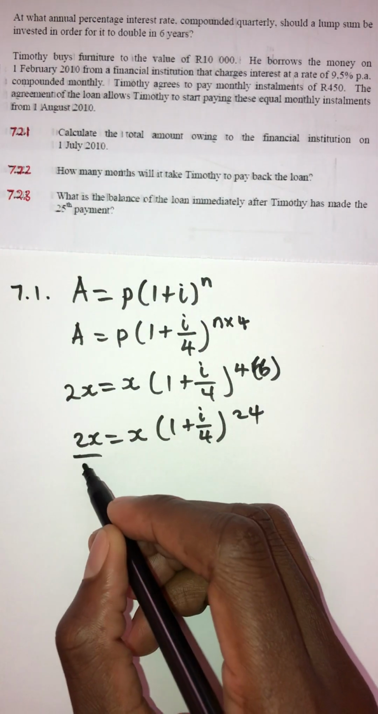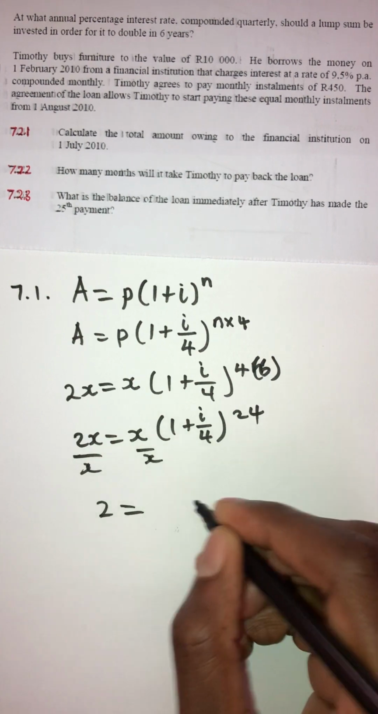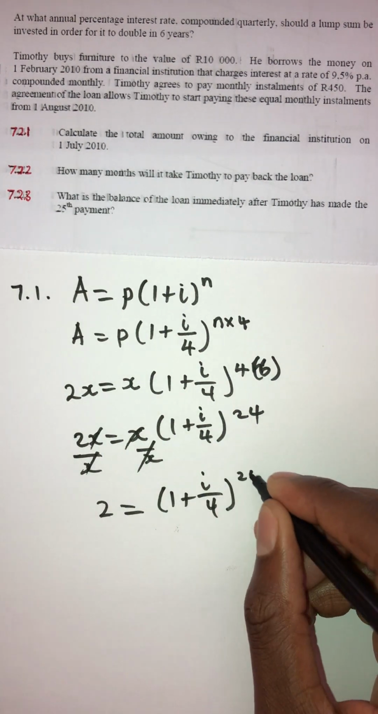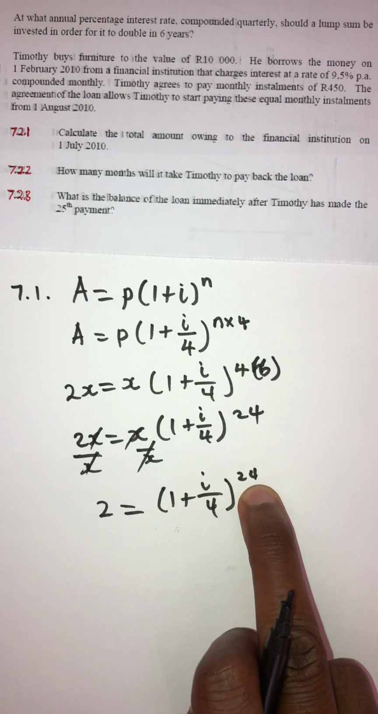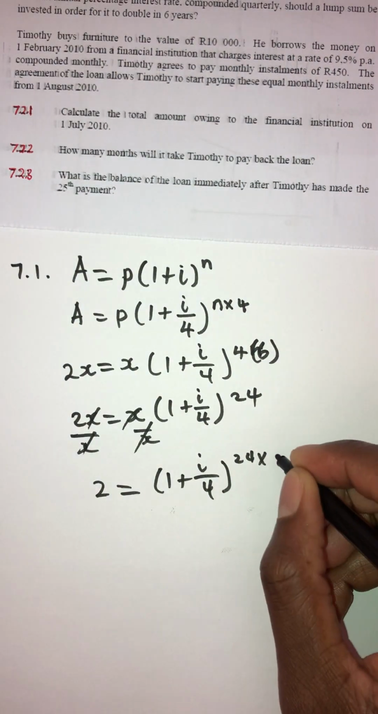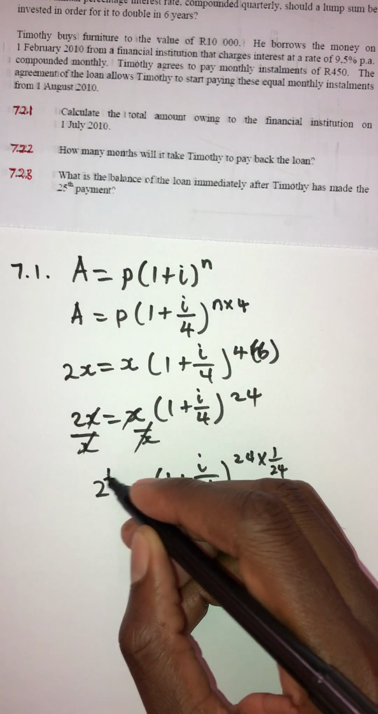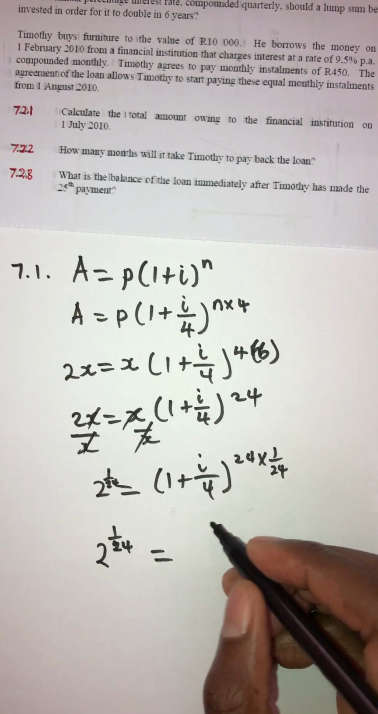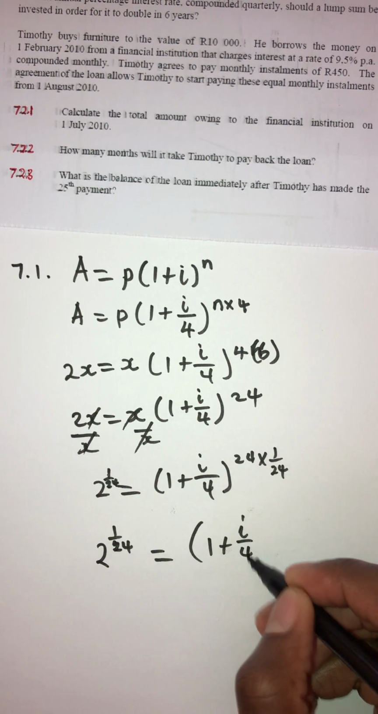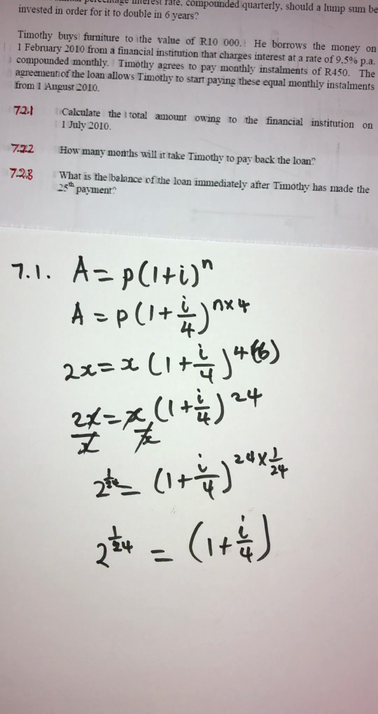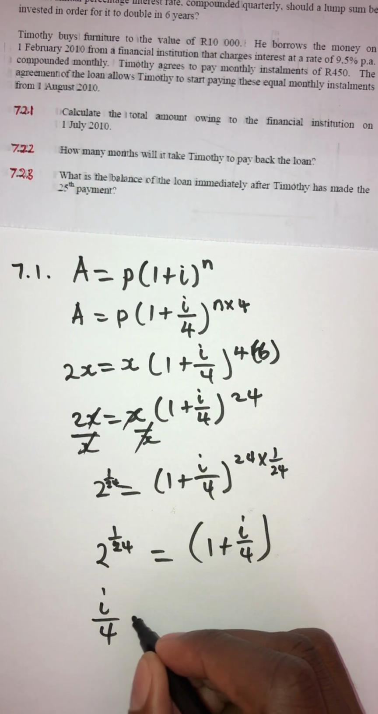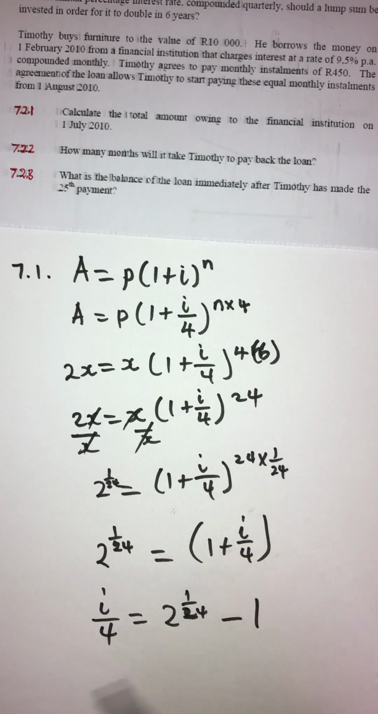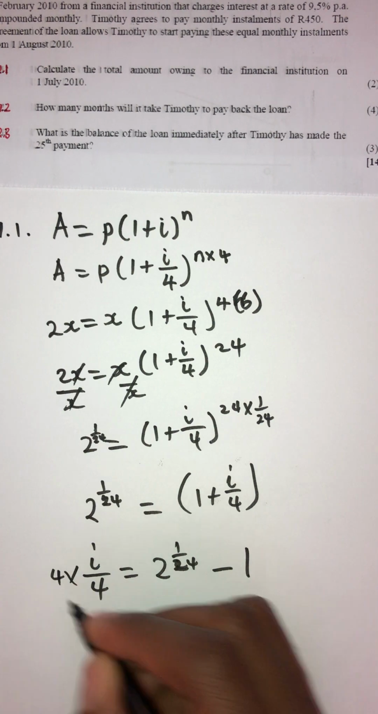So we divide the whole equation by x. Then 2 is equal to 1 plus i over 4, to the power 24. Now we want to get rid of this 24 this side. So what are we going to do? We multiply the exponent by 1 over 24. So it means that this side we have 2 to the power 1 over 24 is equal to 1 plus i over 4. So now let's say 1 to the other side, i over 4 equal to 2 to the 1 over 24 minus 1. So let's say now we multiply the whole equation by 4. We multiply by 4.